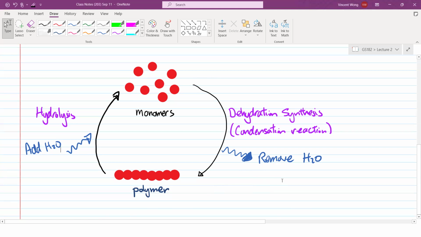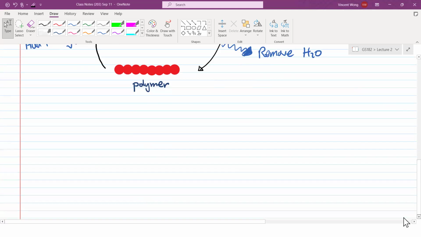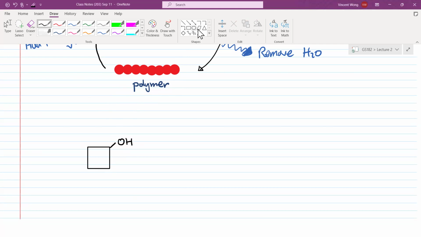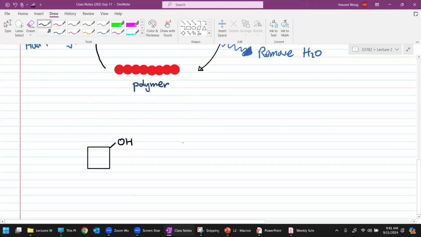Okay, let's try a question together. This is going to be important. This specific type of question is going to be on your quiz, okay? So never mind what the square is, okay? But let's say this square has an OH. And then I have another one here. Let's say I have a pentagon that also has an OH on it. And I want to connect them together to form a bond. Can you draw me the result?